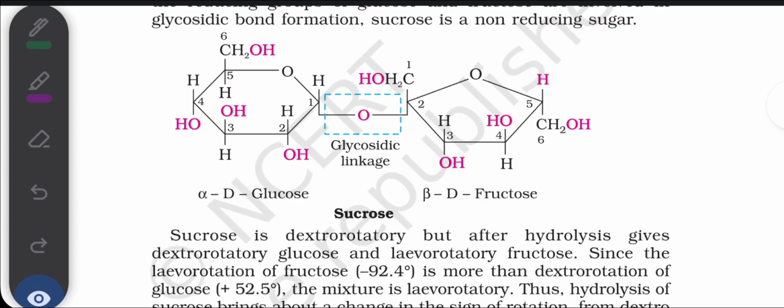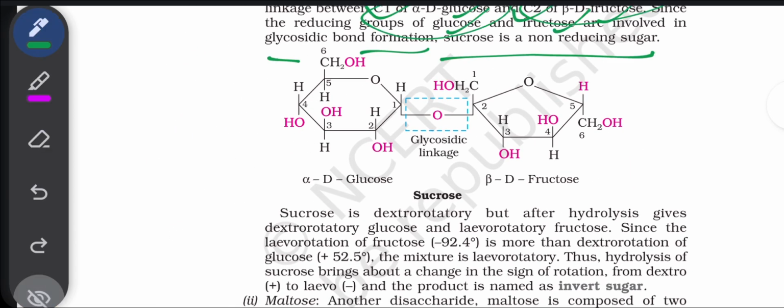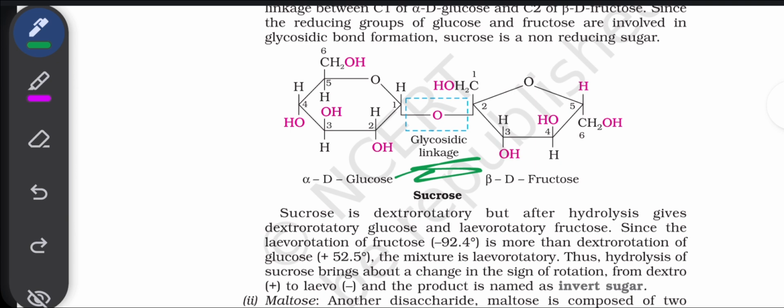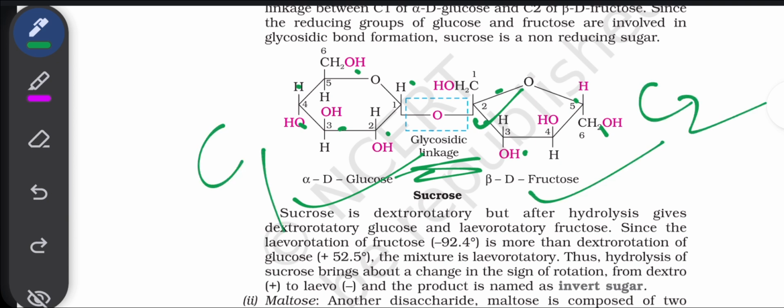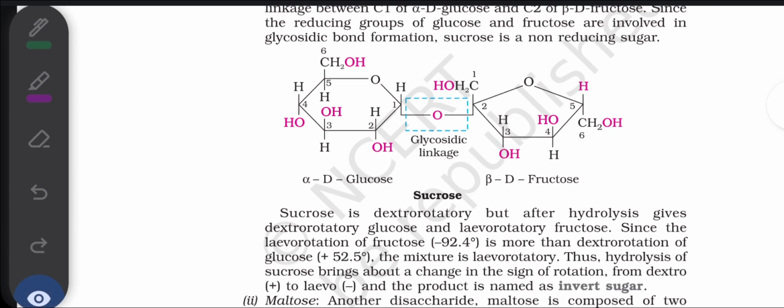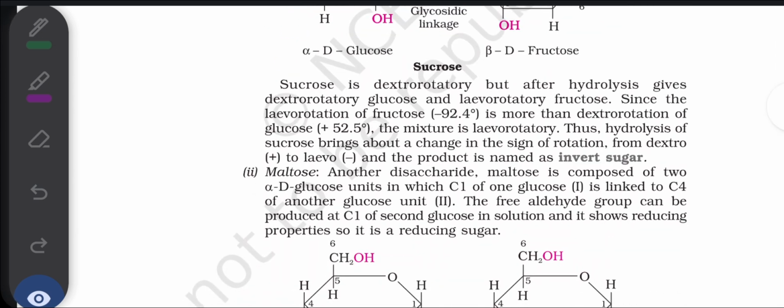Moving forward, here you can see that the glycosidic linkage is present by the loss of a water molecule. C2 of fructose, this is 1 2 3 4 5 membered, and this is 1 2 3 4 5 6 membered. Alpha D glucose, beta D fructose, C1 of alpha and C2 of fructose. Now this is also PYQ, this whole diagram.